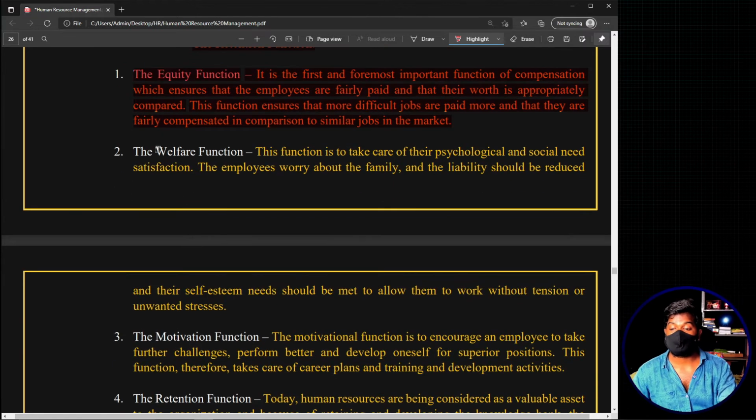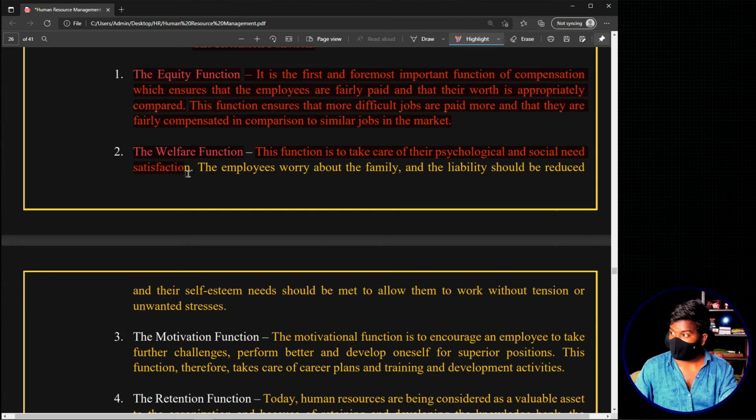The second function is the welfare function. This function is to take care of the psychological and the social need satisfaction. That means in the welfare function, another function of compensation management is to look after the welfare of the human resource in the organization.